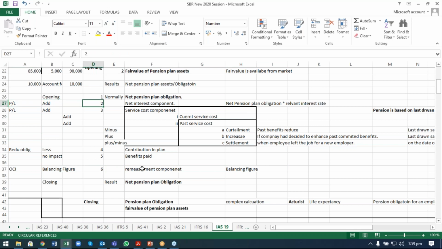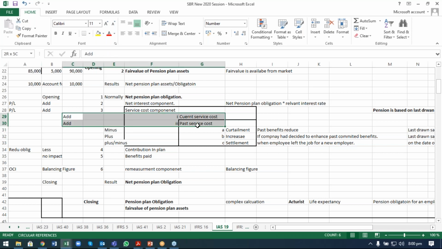This net interest component should be added to the profit and loss account as an expense, as an employee expense. This service cost component includes both the current service cost component and the past service cost component; you can see here both of these are to be added, and that totals up the service cost component. These are the 6 basic items that I am going to account for, right? The service cost component includes the current service cost component and the past service cost component.